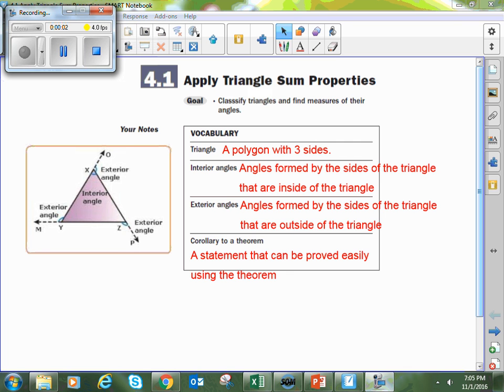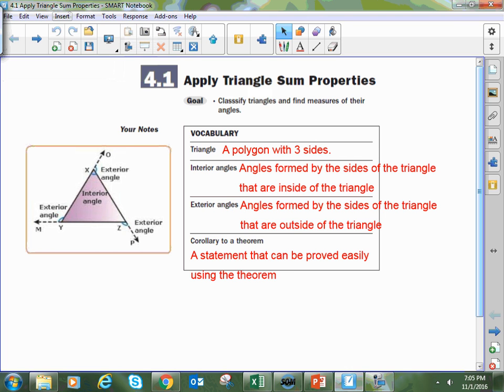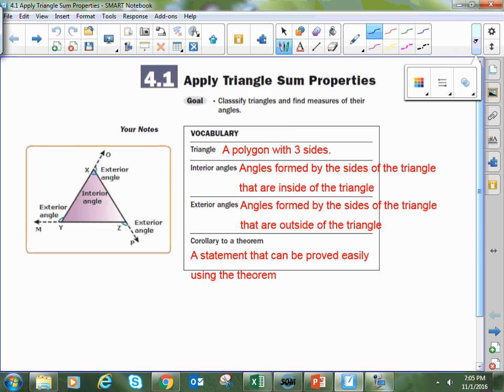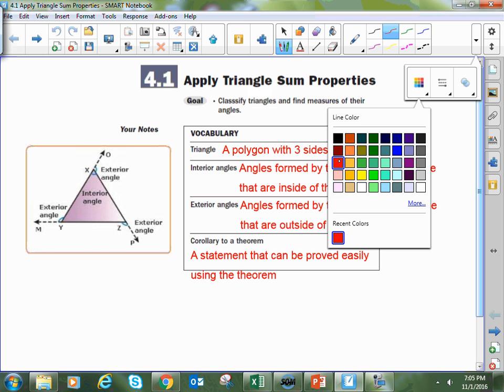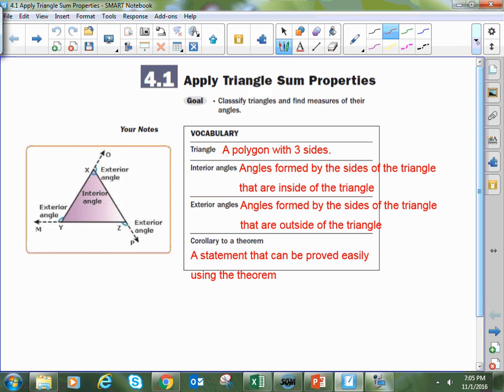Hey everybody, Mr. Piercy here, and today what we're going to be talking about are triangle sum properties. Coming into high school geometry, most students have a pretty good understanding of certain things about triangles already, meaning that they understand that the sum of the interior angles is going to be 180 degrees, and how we classify triangles by their sides and angles, whether it's acute, obtuse, right, scalene, isosceles, or equilateral.